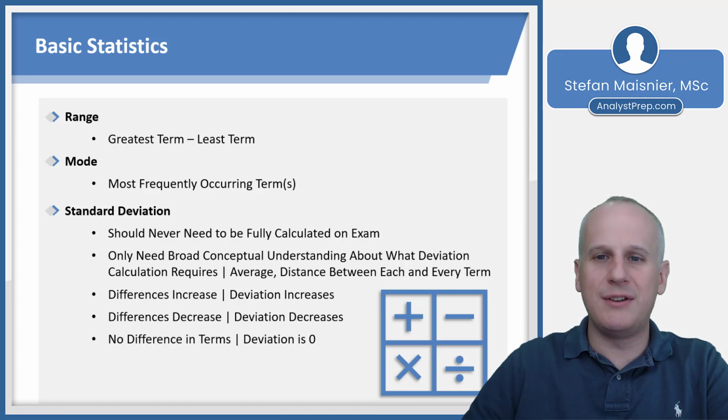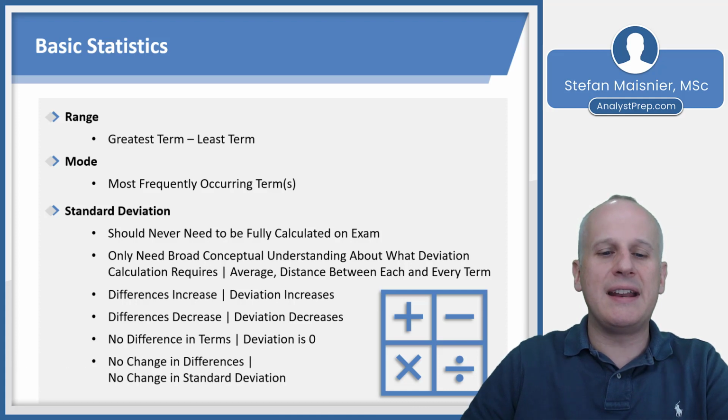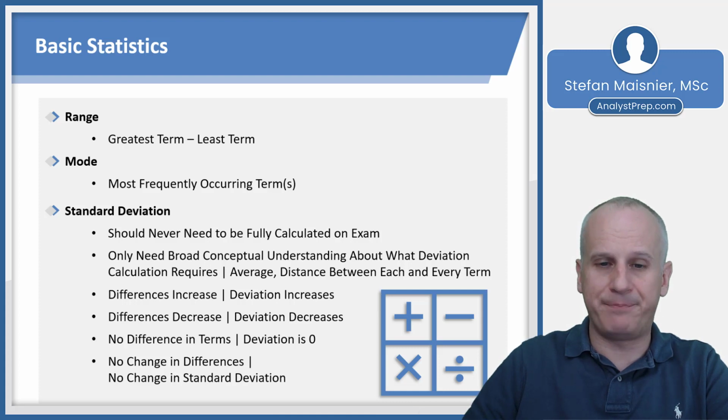If you have no difference in any of your terms, your deviation is going to be zero itself, because that's how nothing is represented mathematically. So if you've got a set of 5, 5, 5, 5, 5, 5, and 5, your standard deviation is zero because there's no difference between any of those fives. And if you have no change in your differences in the terms, your standard deviation will also remain constant.